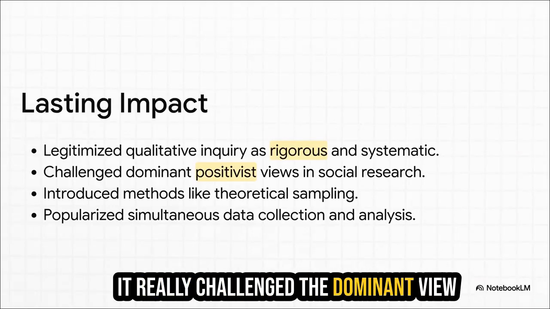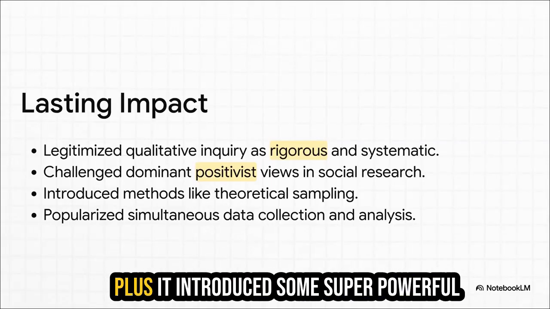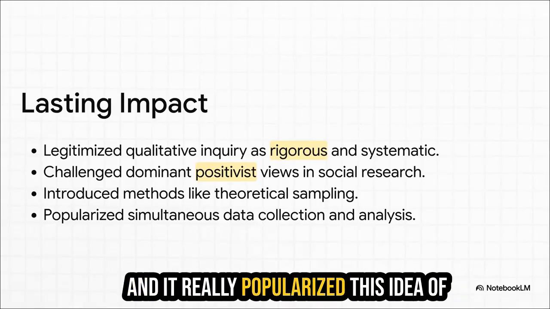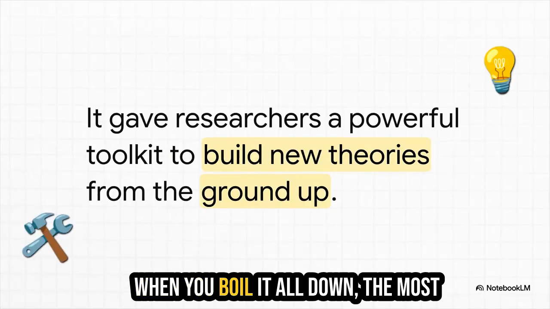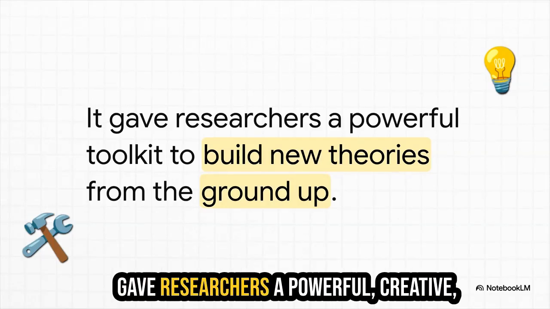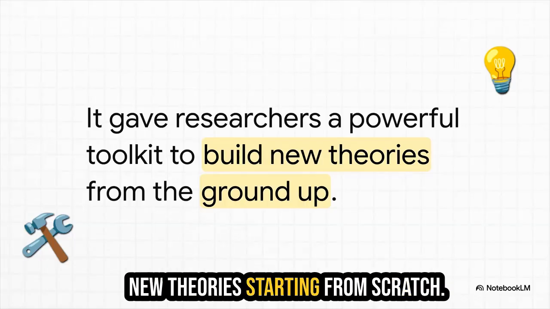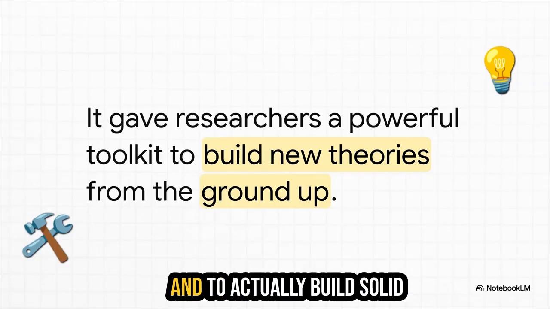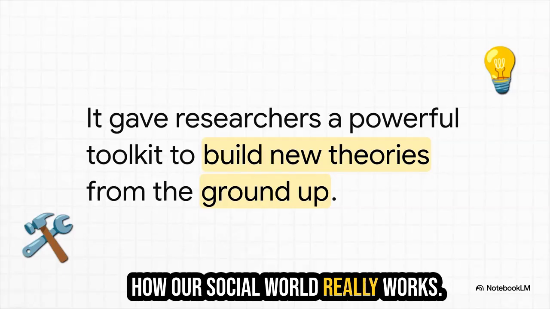It really challenged the dominant view at the time, which was that science had to be about hard, objective facts. Plus, it introduced some super powerful new tools, like theoretical sampling, and it really popularized this idea of analyzing data as you're collecting it. It was a game changer. When you boil it all down, the most crucial thing is this: Grounded theory gave researchers a powerful, creative, yet systematic way to build brand new theories starting from scratch. It empowered them to go beyond just describing what was happening and to actually build solid, evidence-based explanations of how our social world really works.